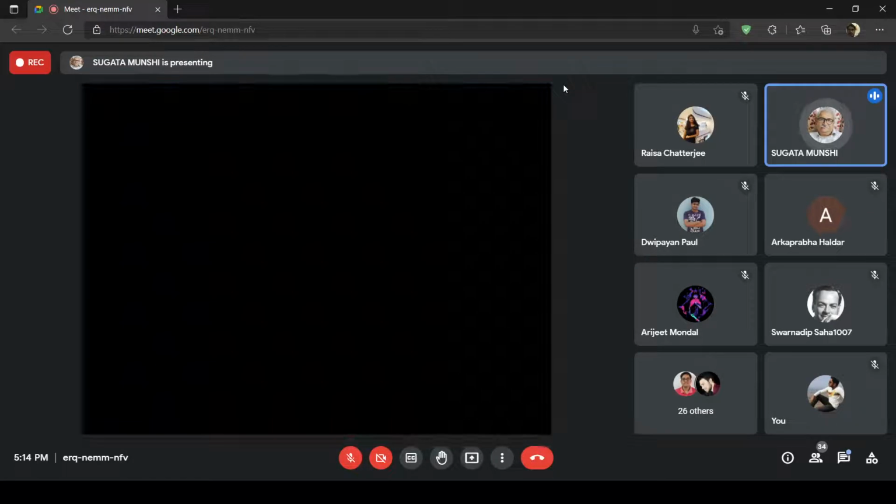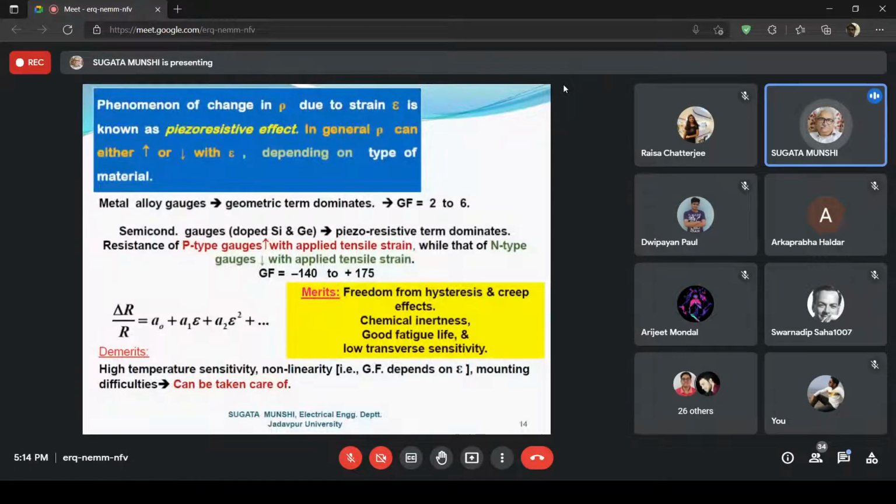So rho can either increase or decrease with the mechanical strain in semiconductor gauges. For metal alloy gauges, the gauge factor lies in the range 2 to 6. Most often it is around 2.